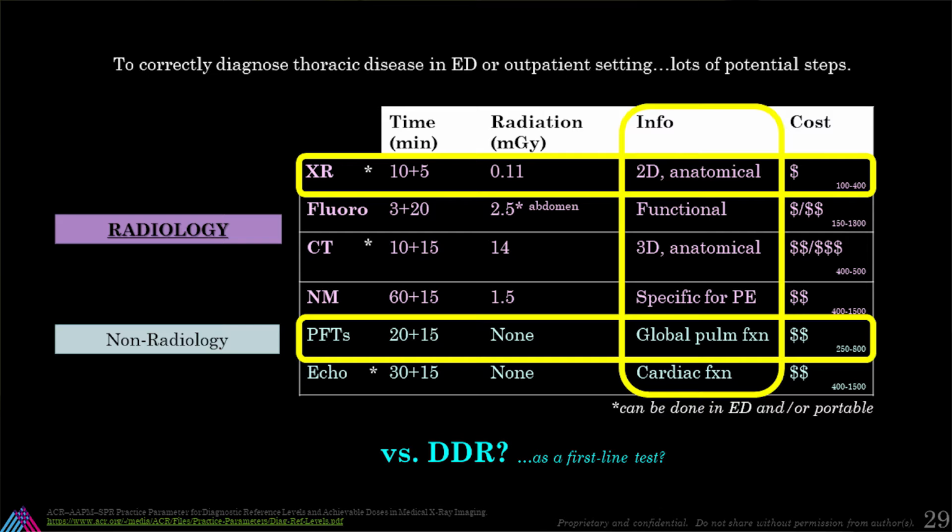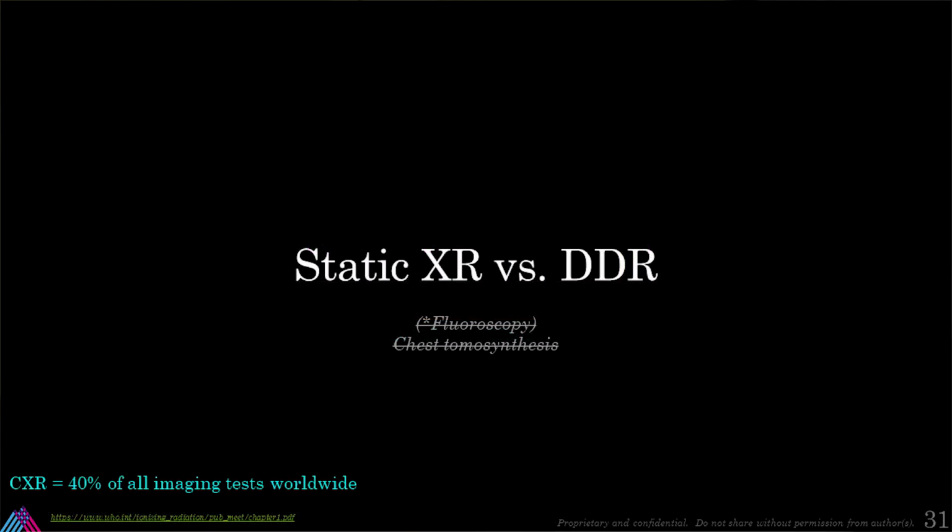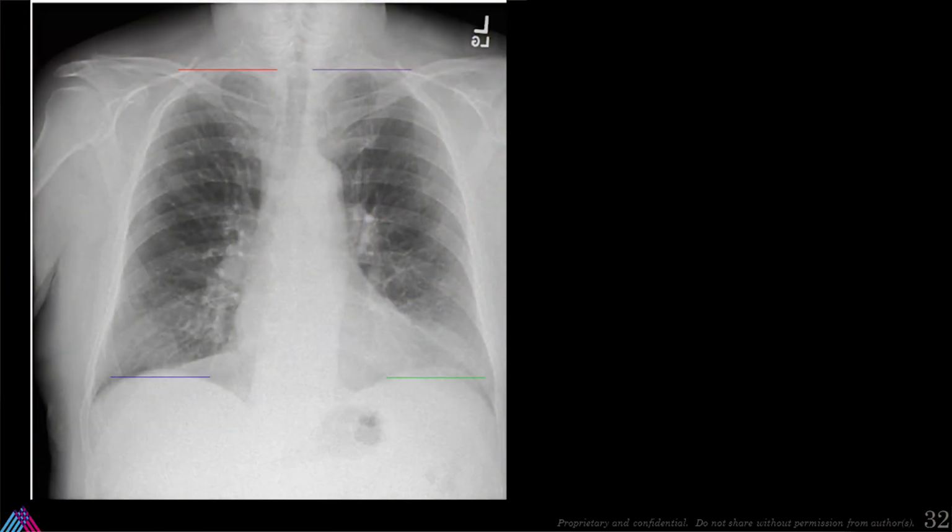So with static chest radiographs, again, this is 40% of all imaging tests worldwide. And we're not really going to talk about, I crossed out the fluoroscopy and chest tomosynthesis. I know they're available, but we're not going to talk about that. So here is the first thing to look at. This is a chest radiograph. In theory, it's a static one. I know you can see the line, so you have a hunch that it's going to be a dynamic one shortly. But I'm not going to torture anyone by making them read it.